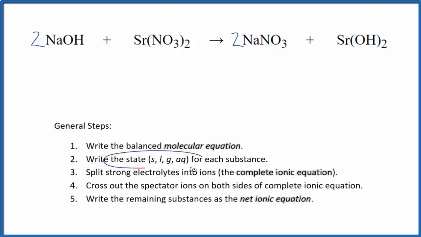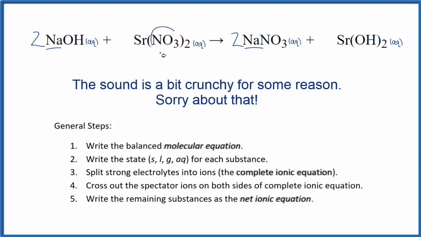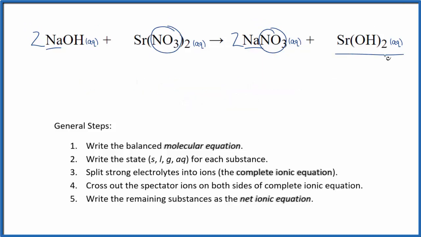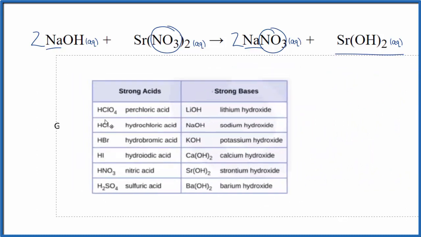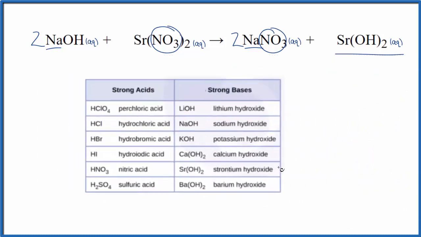Now we need to write the state for each substance, and that looks like this. So sodium compounds with the sodium ion are very soluble. Compounds with the nitrate ion are also very soluble. Strontium hydroxide is a bit of a tricky one though. If we look at this list of strong acids and strong bases here, we'll see that strontium hydroxide is considered to be a strong base.